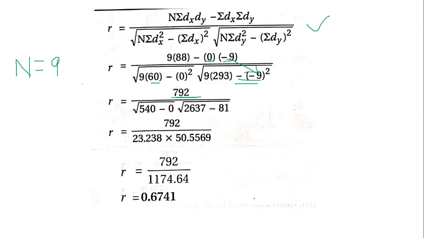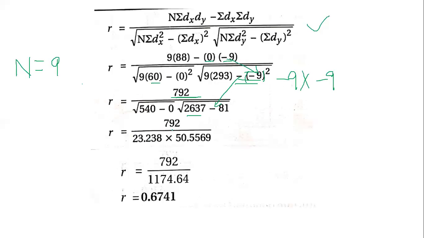So 9 into 293 is 2637. 9 square minus 9 square, that is nothing but minus 9 into minus 9. So minus into minus is plus. 9 into 9 is 81. But we have taken minus 81 because this minus is prevailing as it is. Only the minus inside the bracket is considered here, and the minus outside the bracket, whatever was there, remains. So that is why minus 81.